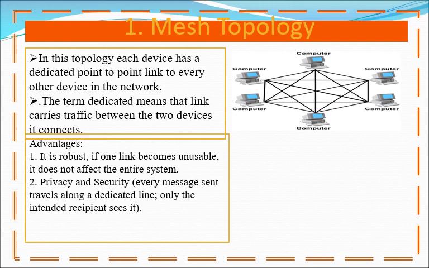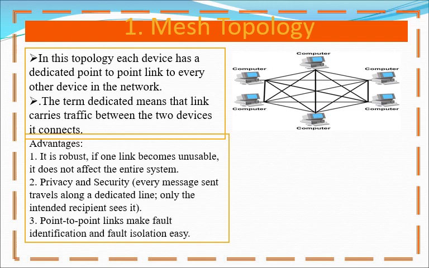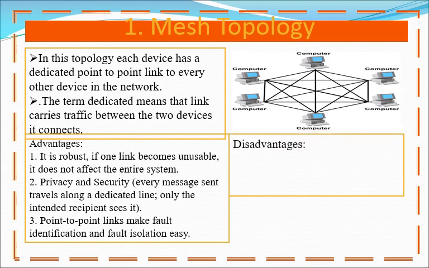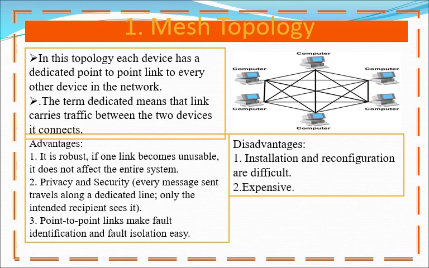The second advantage is privacy and security. Since there is a dedicated link, the data transmitted through the link will be secure as well as more private. Point-to-point links make fault identification and fault isolation easy. But the major disadvantage of this mesh topology is that, since we are using dedicated point-to-point links, the installation and reconfiguration are difficult, and this mesh topology is more expensive.